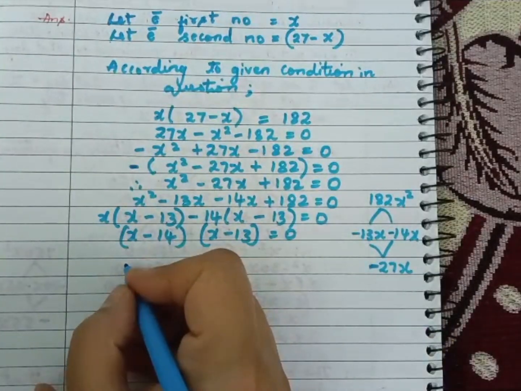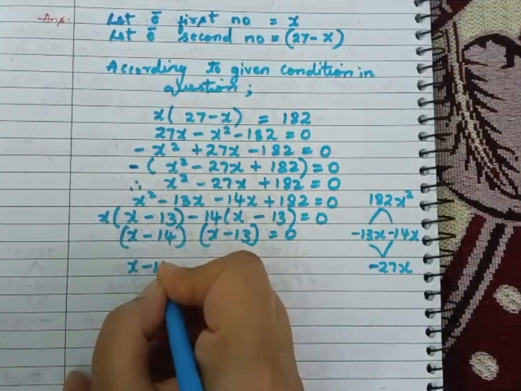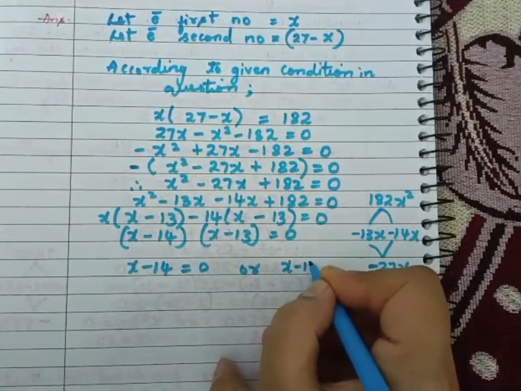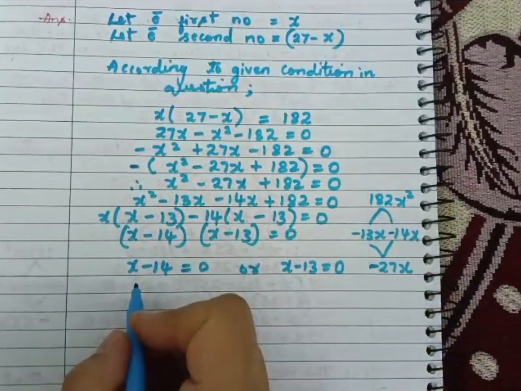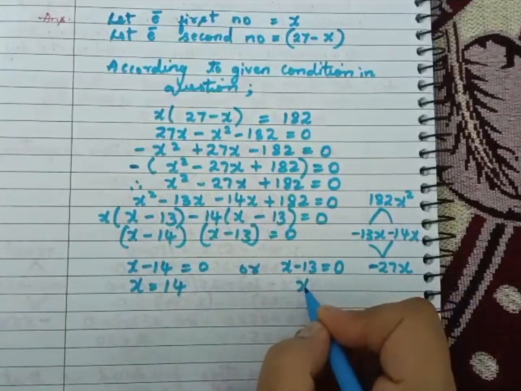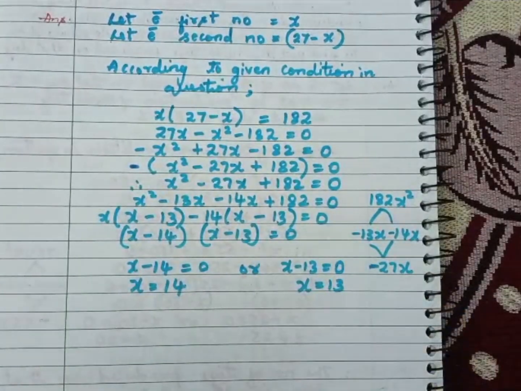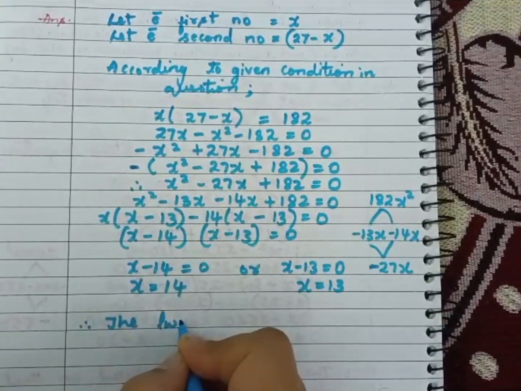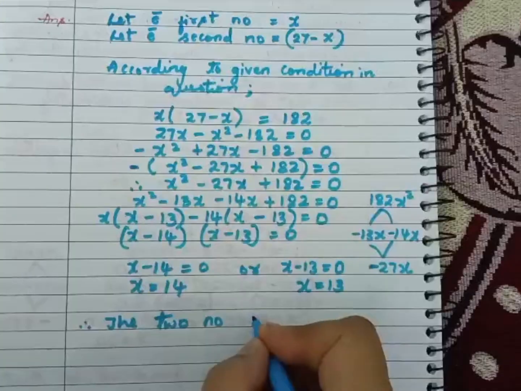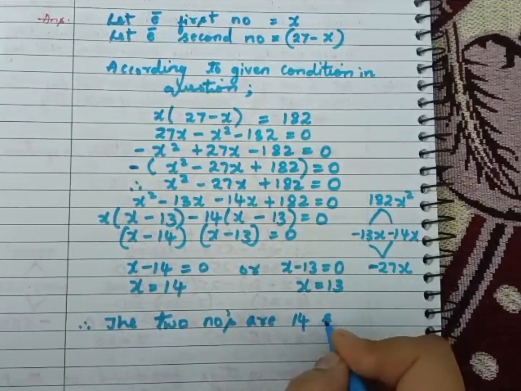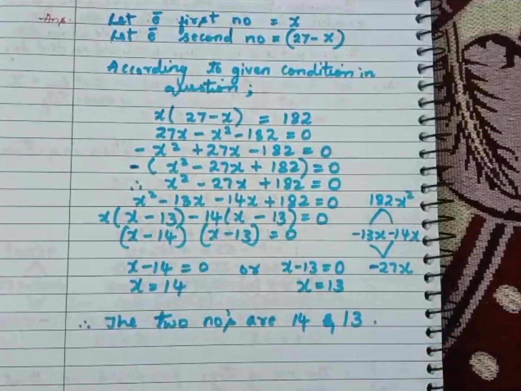Here x minus 14 is equal to 0 or x minus 13 is equal to 0. x is equal to minus 14 changes to plus 14 and minus 13 becomes plus 13. Therefore, the two numbers are 14 and 13. So this is the third answer.